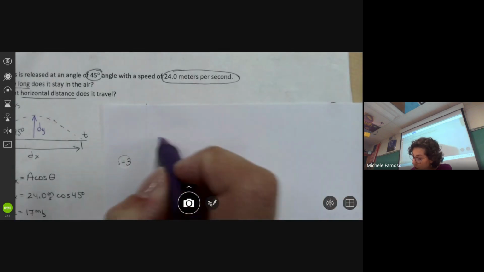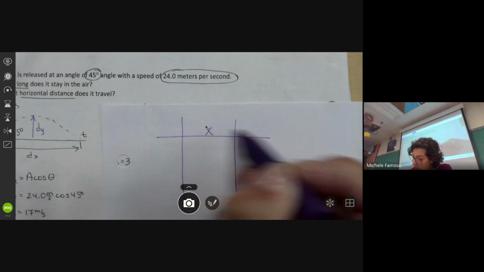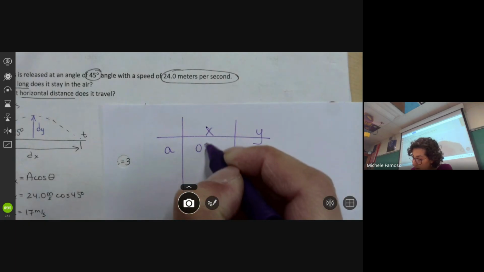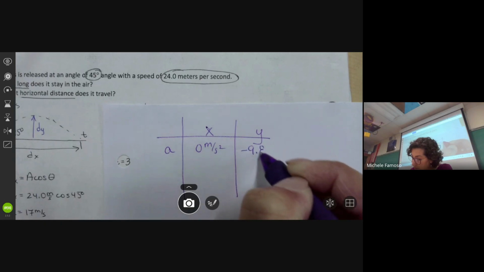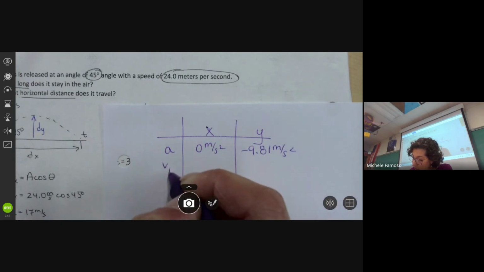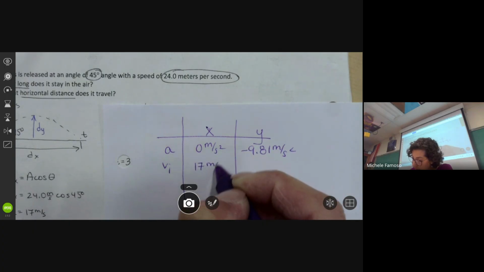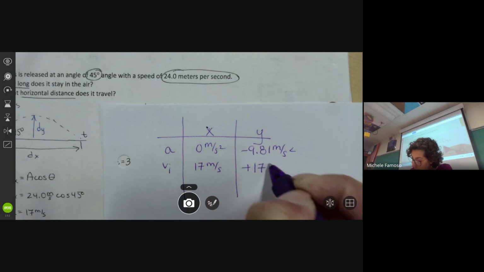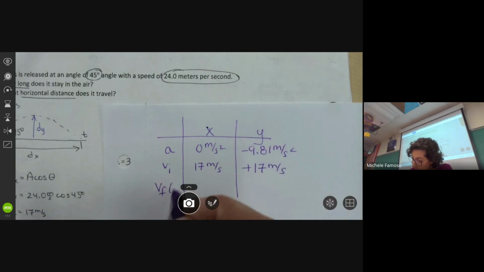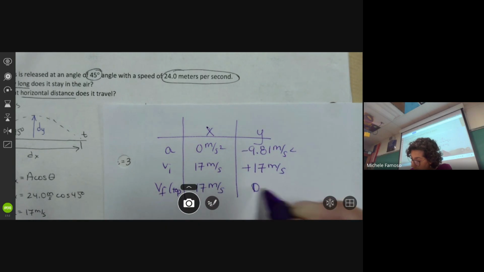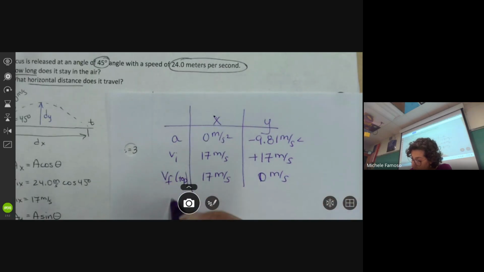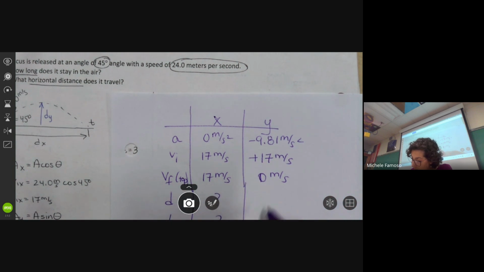So if I make my chart, what do I know? In the X and the Y directions, I know my accelerations. I know my VIs. I know my VF at the top. I'm looking for the D values, and I'm also looking for my T values. These are all question marks.